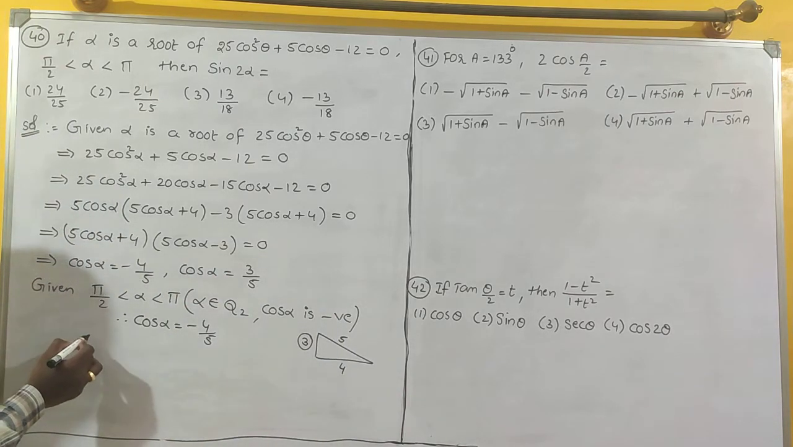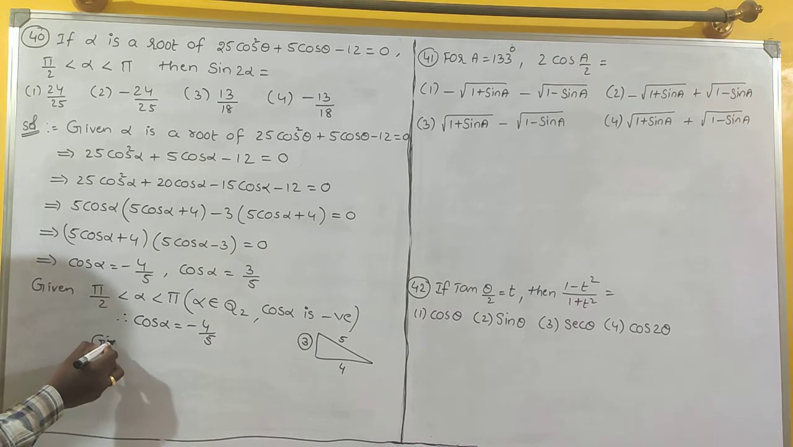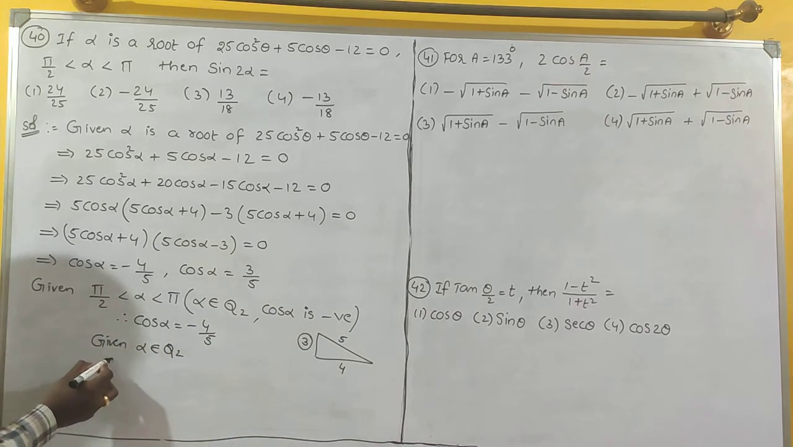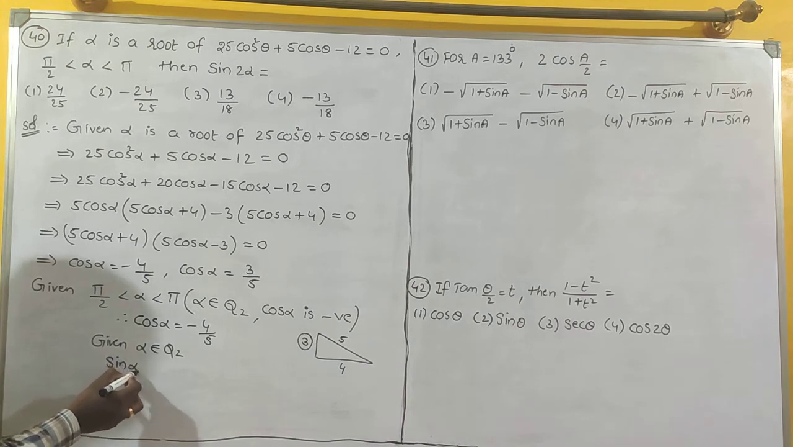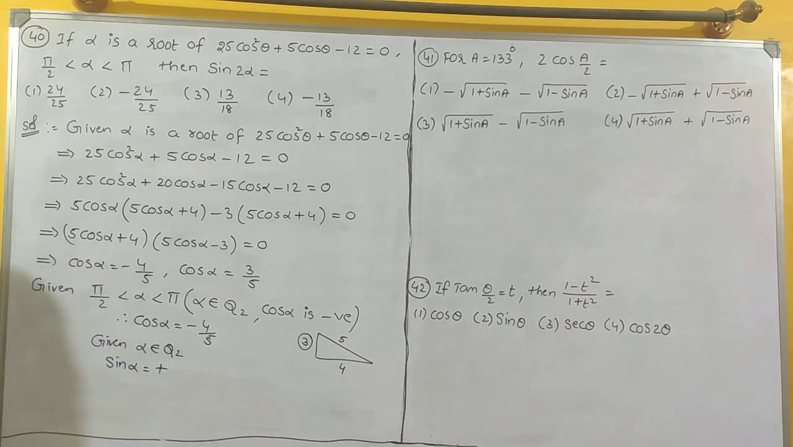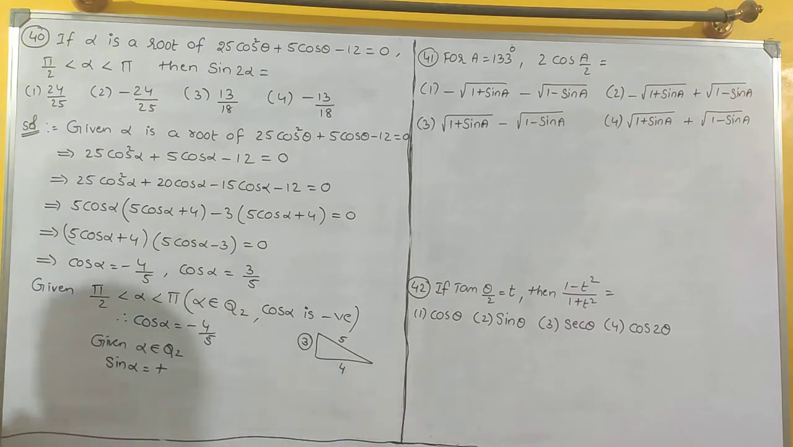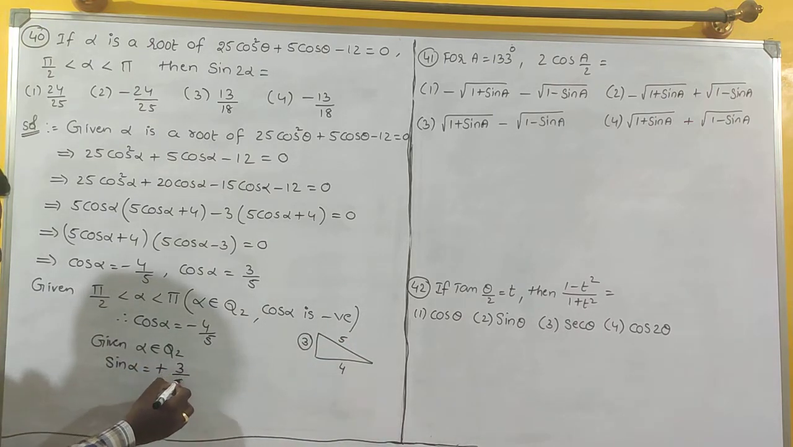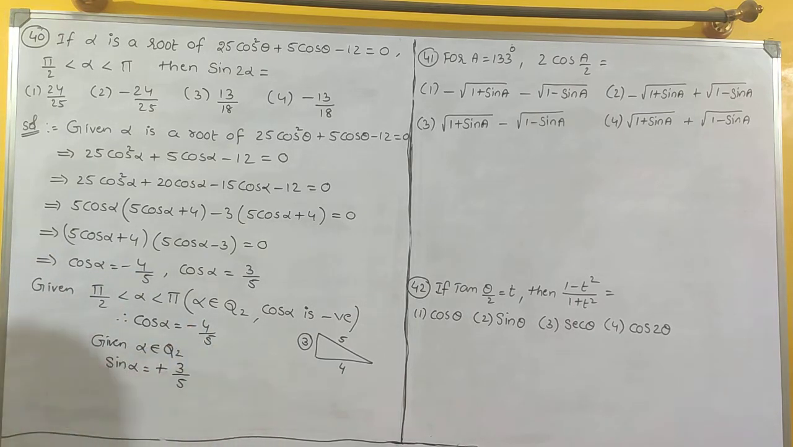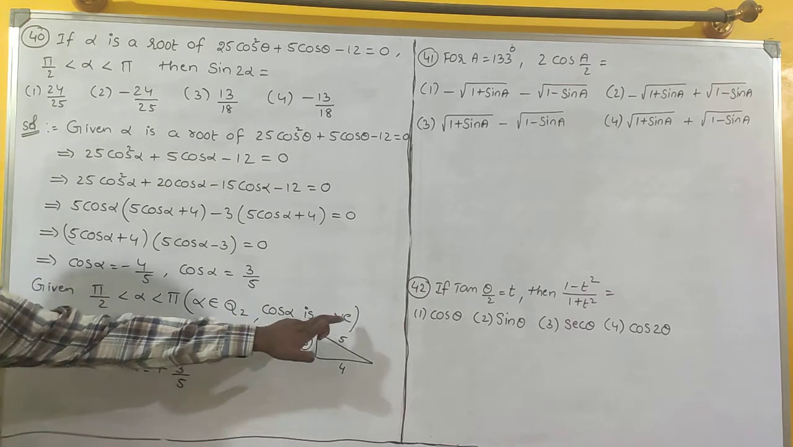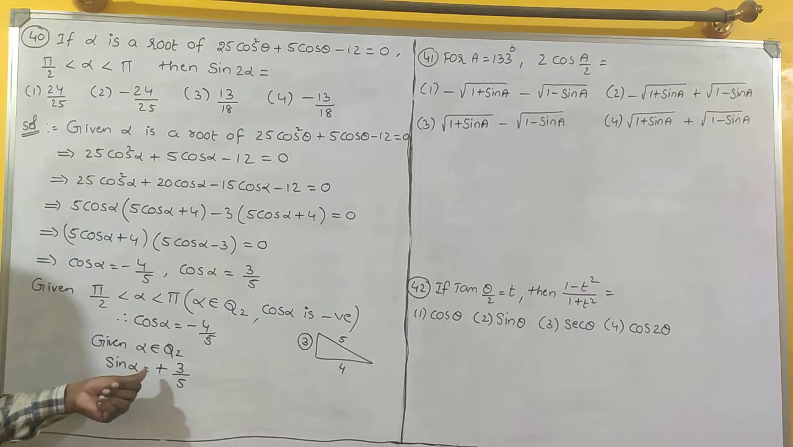Now, given alpha belongs to second quadrant. Now I am finding sine alpha. In the second quadrant sine is what? Positive. What is the sine formula? Opposite by hypotenuse, that is nothing but 3 by 5. Understood? Why here negative? Why here positive? Alpha belongs to second quadrant. In the second quadrant cos is negative. In the second quadrant sine is positive.